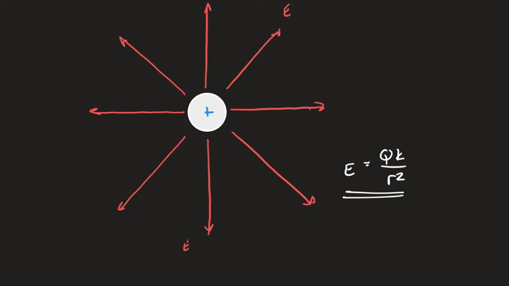Where the lines are more concentrated, the electric field is stronger. Where the lines are more spread out, the electric field is weaker.